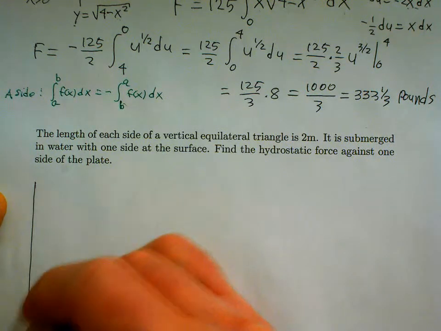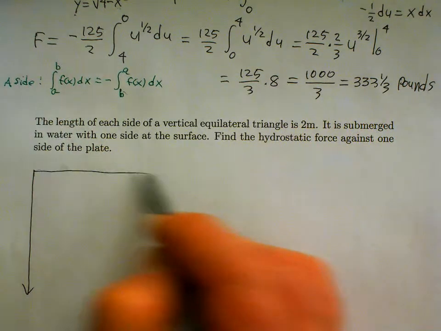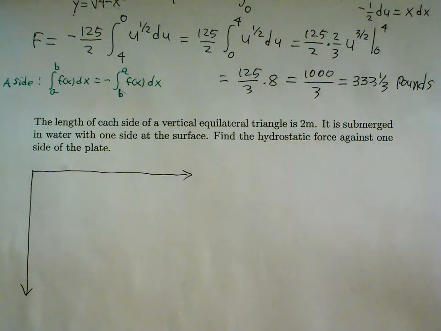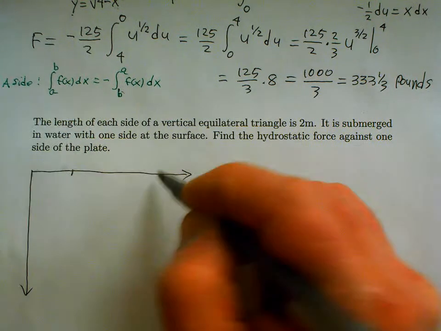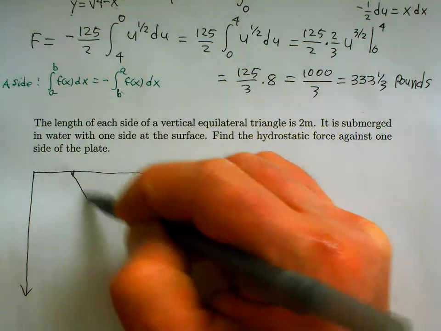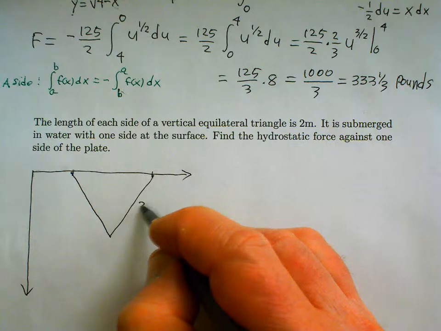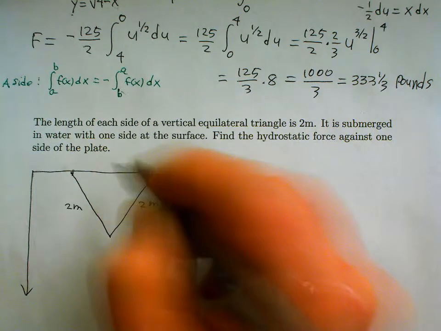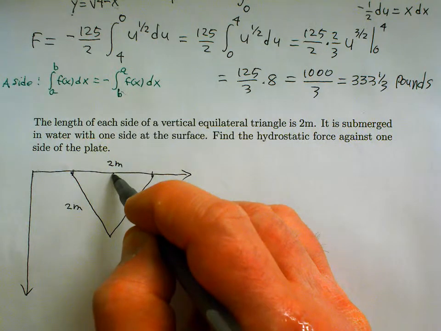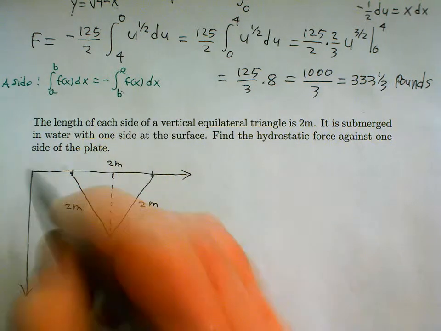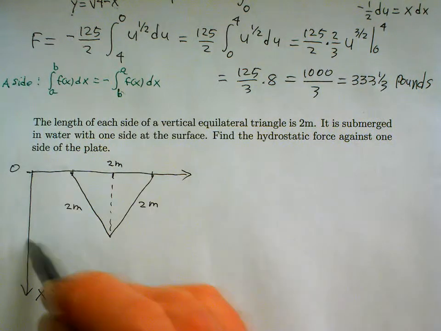Here we have an equilateral triangle. That means all 3 sides are the same length of 2 meters. So equilateral, 2 meters. So we would like to know what the x values range from, we know that it starts at 0.